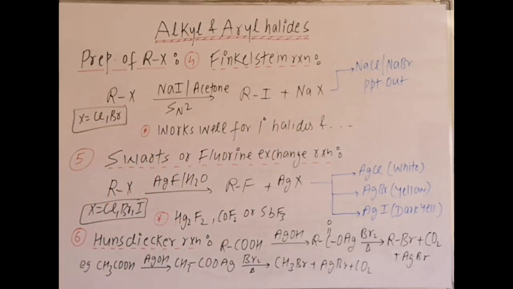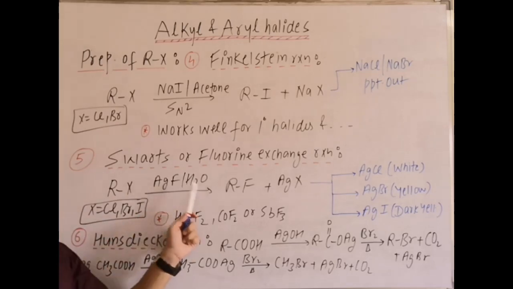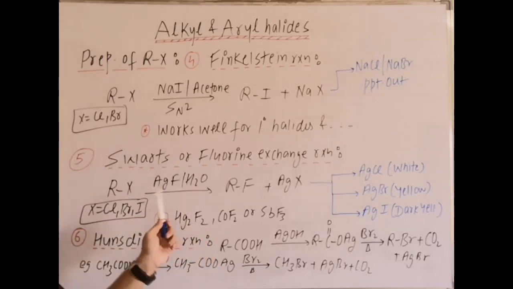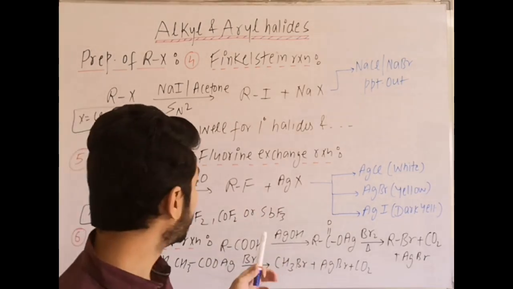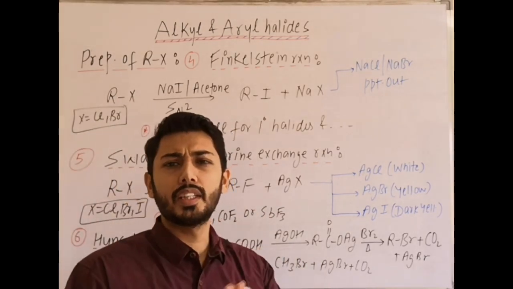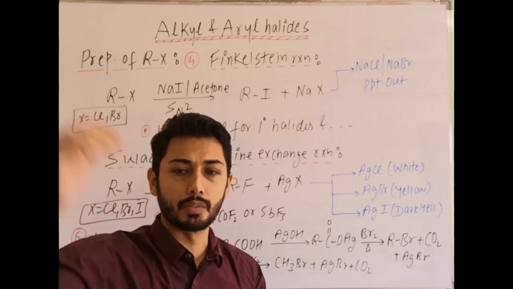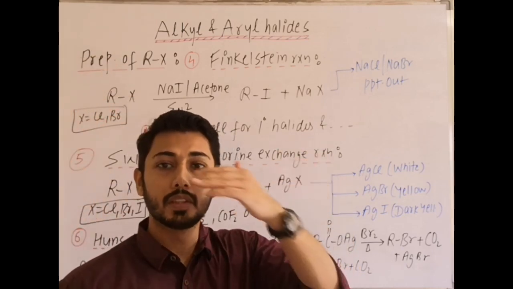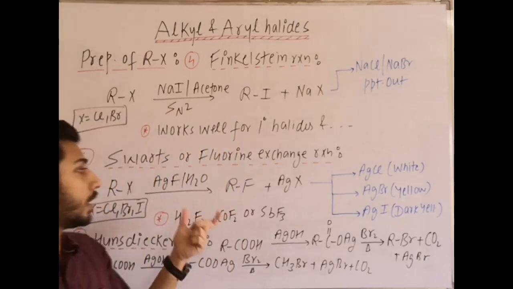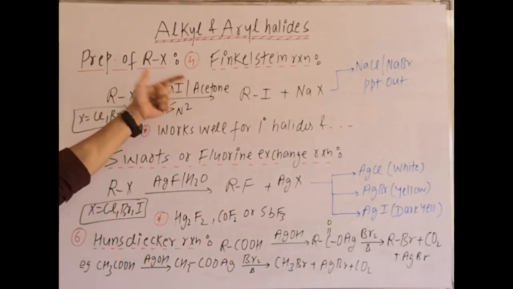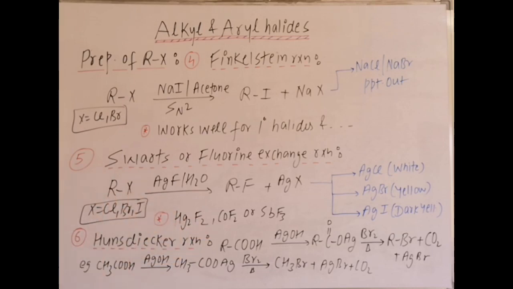The next reaction is the Swarts reaction, or fluorine exchange reaction. In the fluorine exchange reaction we take an alkyl halide, that can be RCl, RBr, RI, with AgF in H2O. This follows the SN1 mechanism. Although the mechanism is not required, these are direct reactions which are useful for conversion. When you do multi-step synthesis questions, such questions are asked. Remember, these are halogen exchange reactions. One is Finkelstein, the other one is Swarts reaction.